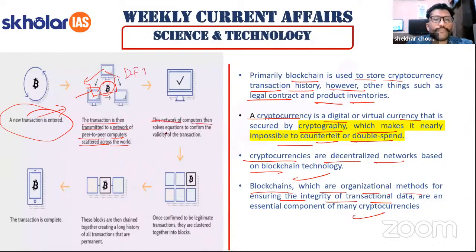So this network of computers then solve equations to confirm the validity of the transaction. तो सब नेटवर्क क्या कर रहे हैं, वैलिडिटी कर रहे हैं कि क्या ये सही है या नहीं है. तो देखिए फिर, once confirmed, the legitimate transactions are clustered together into blocks. These blocks are then chained together, creating a long history of transactions that are permanent. The transactions are complete. So ये है एक प्रोसेस आपकी क्रिप्टो करेंसी के ट्रांजैक्शन का. इसमें ब्लॉकचेन टेक्नोलॉजी यूज हो रही है.